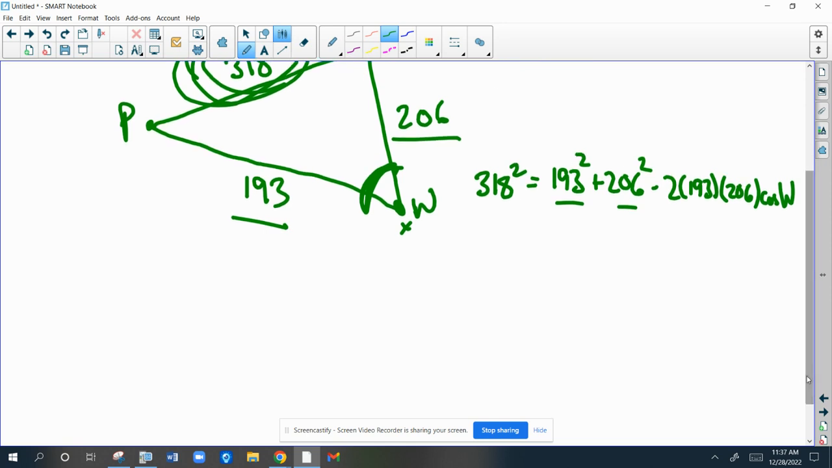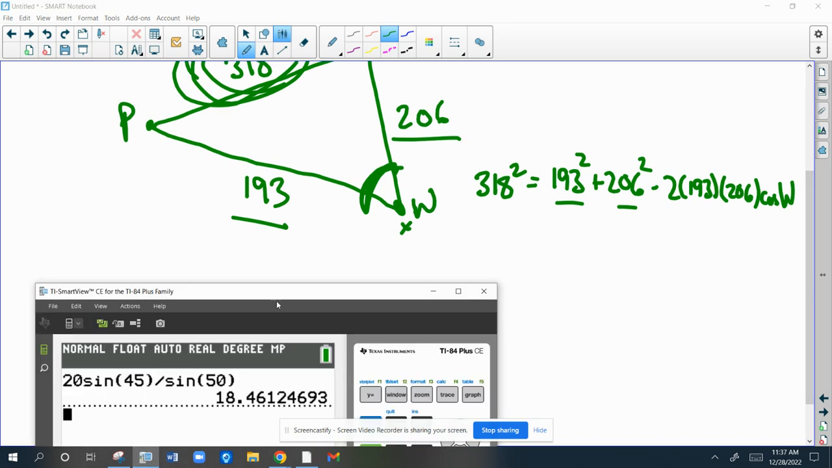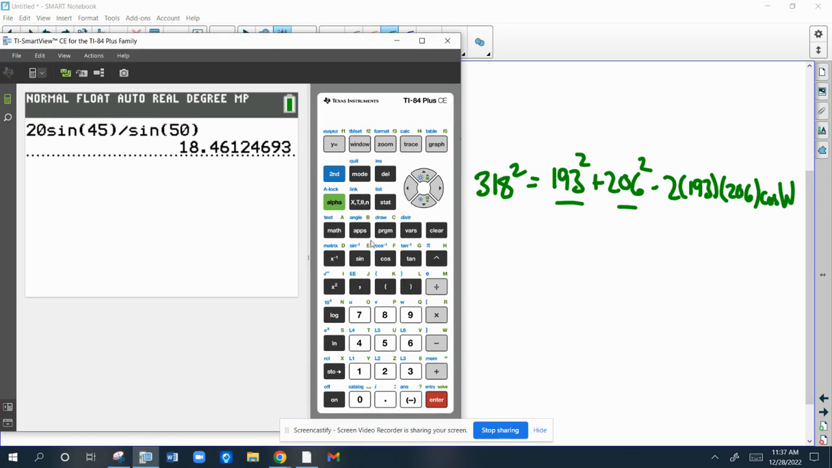So I'm going to take my calculator out. This is some big numbers here. And I'm going to type in, first of all, I am in degree mode. So I'll type in 318 squared. And I'm going to subtract the 193 squared. And then I'm going to subtract the 206 squared, just to get rid of all that stuff. The 2 times 193 times 206 has to be kept together because it's multiplied by the cosine. So this is what I have so far.